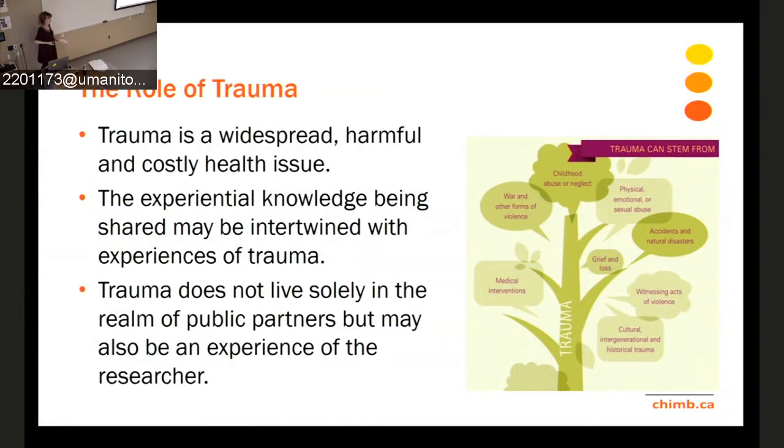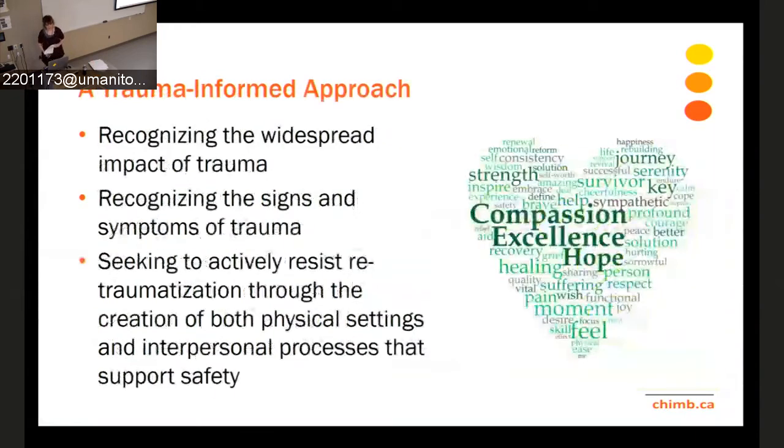So it's important when you start to develop interpersonal relationships between patient partners and health researchers that we don't reproduce this power imbalance or these feelings again in any way. So understanding how to have safe spaces. So recognizing that there is a widespread impact of trauma, recognizing signs and symptoms of trauma, and seeking actively to resist traumatization through the creation of both physical settings and interpersonal processes that support safety. And we're going to talk about some of the questions you need to ask yourself to help develop those things.